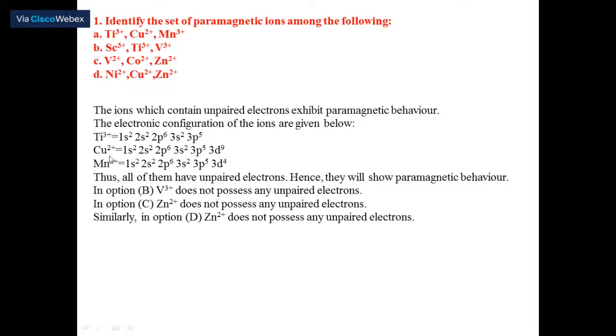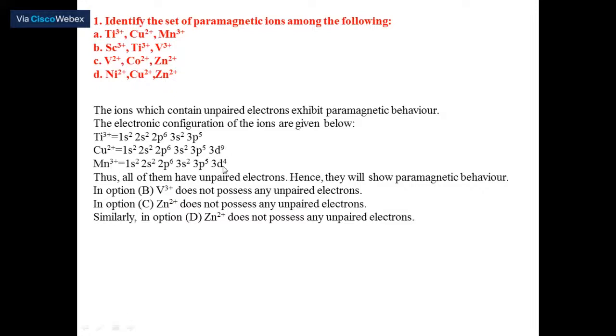And copper 2+, Cu2+, that is 1s2, 2s2, 2p6, 3s2, 3p5, 3d9. Here also one unpaired electron is present. For completely filled 3d orbitals, a total of 10 electrons are there in 3d. Here 9 electrons are there. That means it requires one more electron to complete the orbital. So that means here it has one unpaired electron.